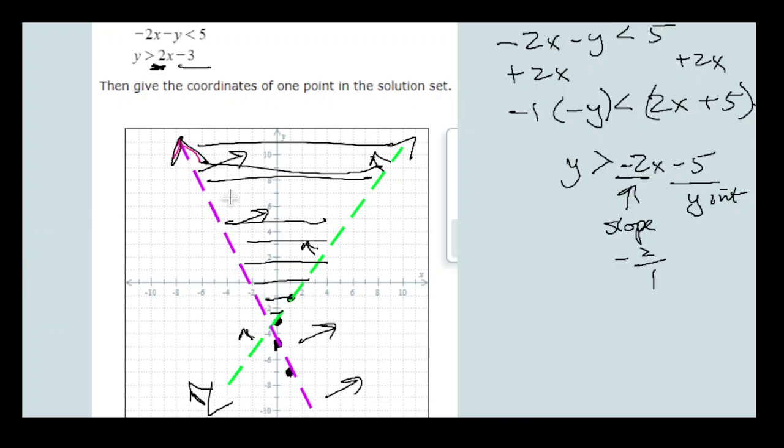So hopefully that makes some sense to you guys. And yeah, that's how these work. Pretty much the hardest thing with these is the rewriting, and then just remembering that when you're shading, you have to shade the shared area. All right, shade the shared area. All right, good luck with these, and we'll see you in the next video.